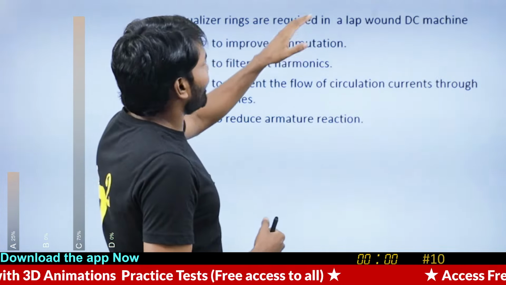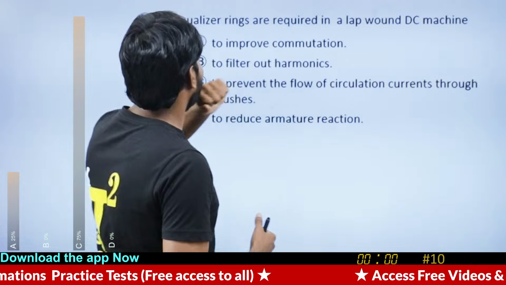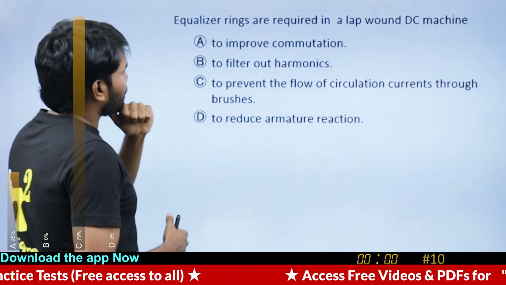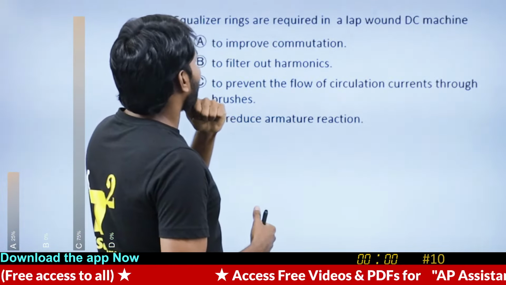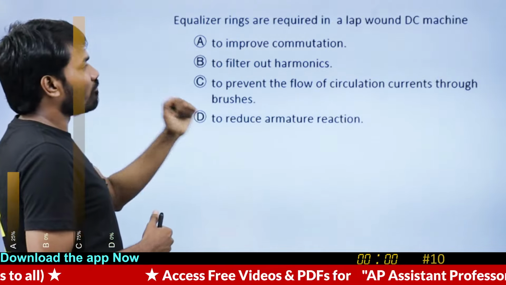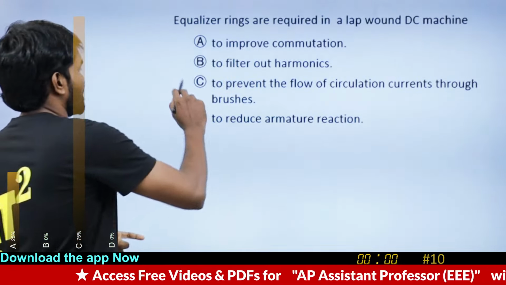Equalizer rings are required in lap winding of DC machines to improve commutation, to filter out harmonics, to prevent a flow of circulating currents through the brushes. Yes.